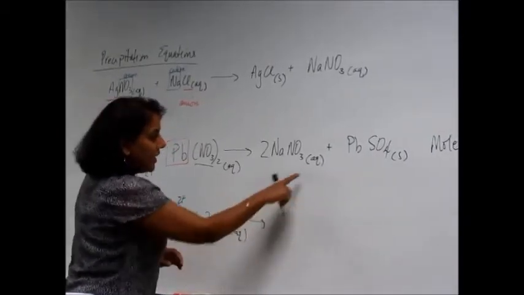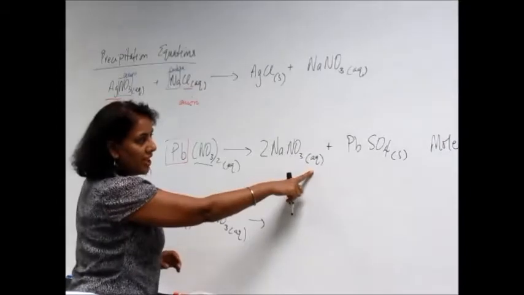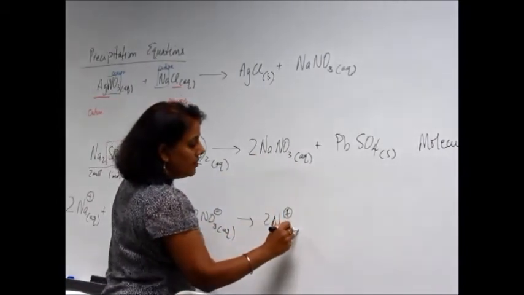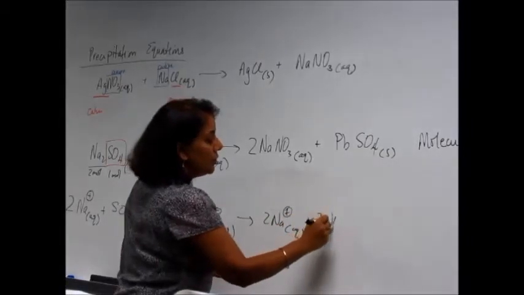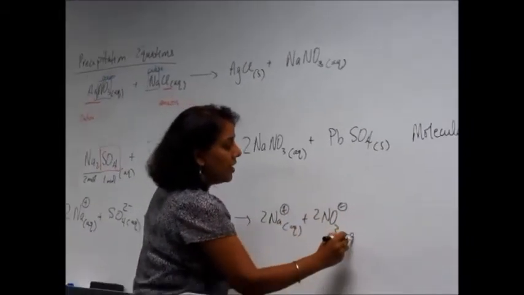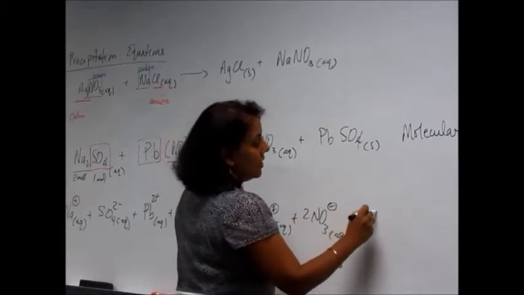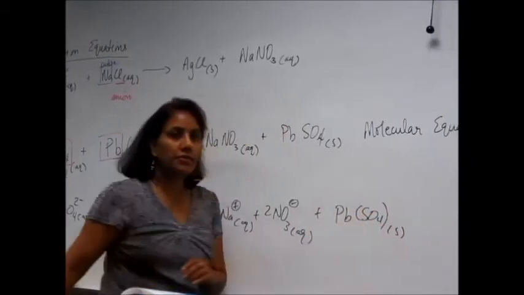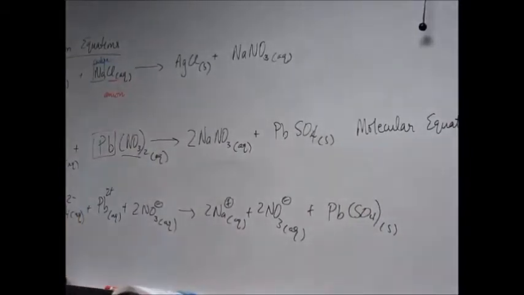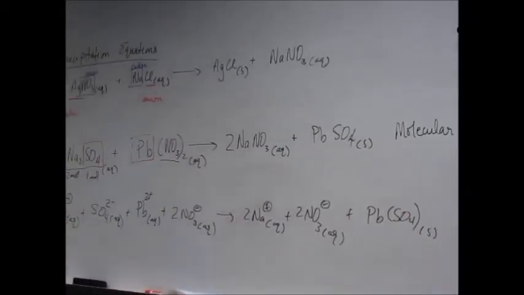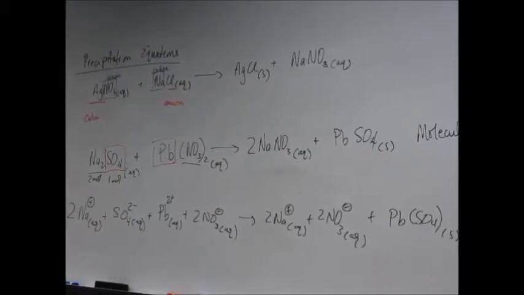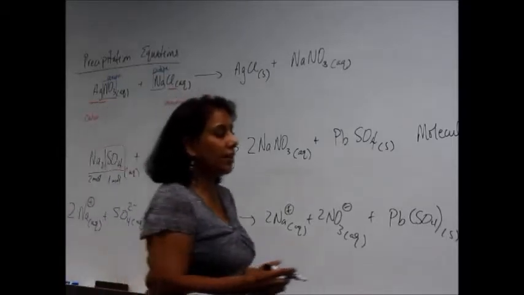And then on the right hand side, we have the sodium nitrate as aqueous. So 2 sodium ions, again, aqueous. 2 nitrate ions, aqueous, but the lead sulfate is not, so we have to write that as solid. That's not aqueous. Lead sulfate is not aqueous. Okay, this is what we call an ionic equation.